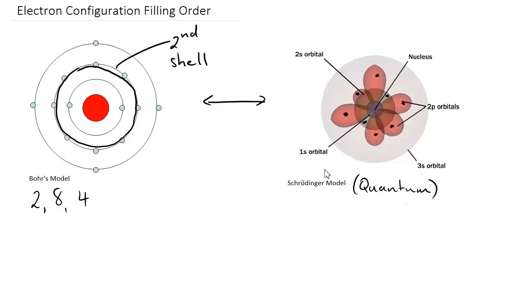But it is important to appreciate that the Bohr's model is actually an outdated model. The Schrodinger's model is actually how an atom really looks like. Okay, so what you're studying sometimes is outdated. So don't be surprised when there's something a lot more complicated out there.